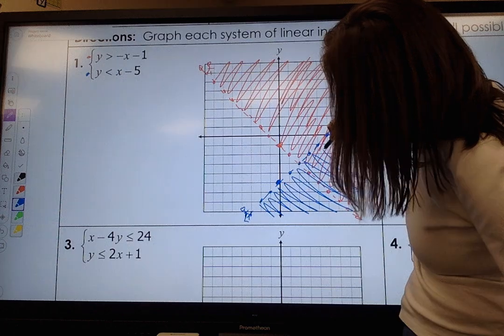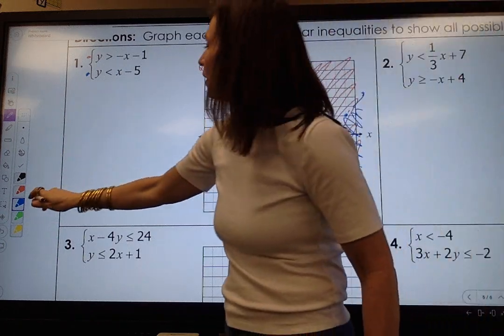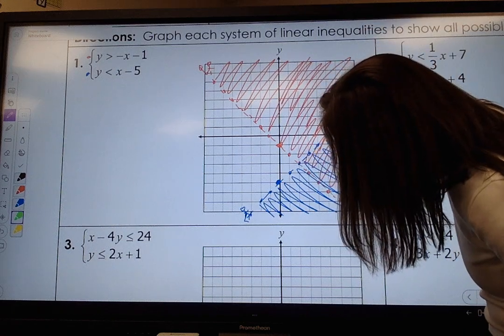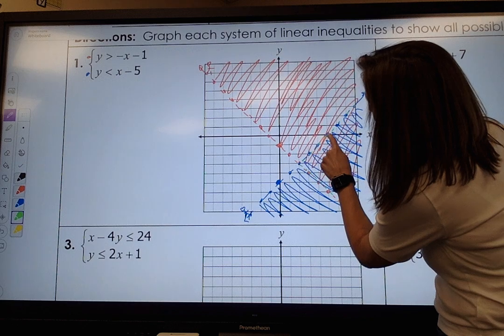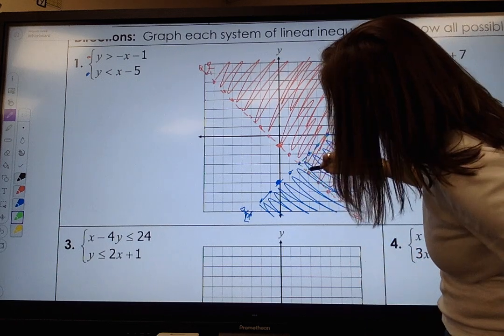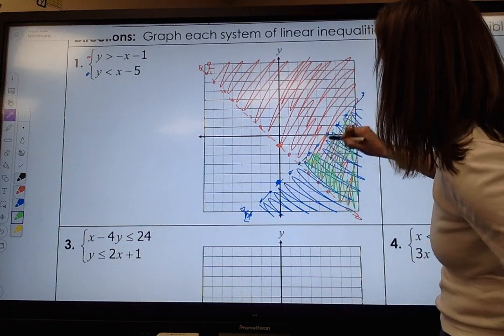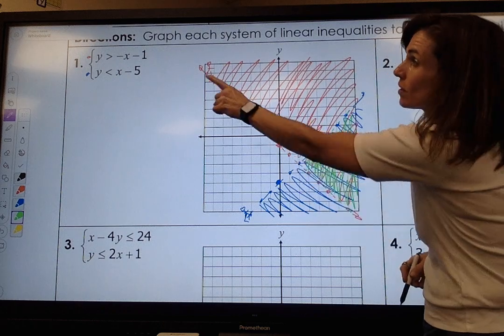And do you see where these overlapping regions come together? I'm going to do it in green just so you can see. Again, these are dotted lines. So if I said that's a solution, because it's dotted, it's not going to be a solution. The overlapping shaded region is all this in green. So all of these in green are going to be solutions to those systems.